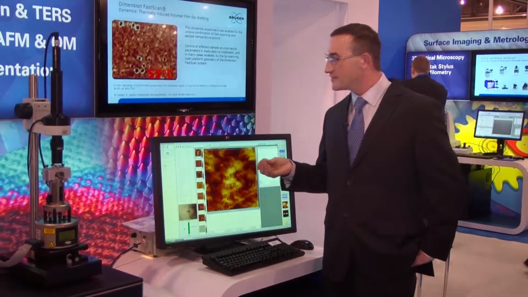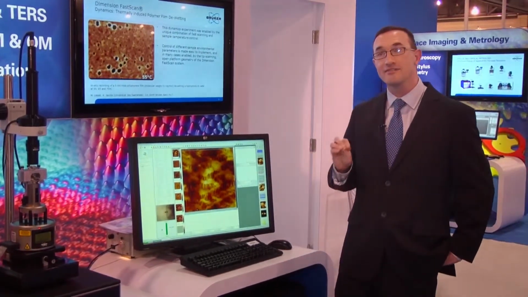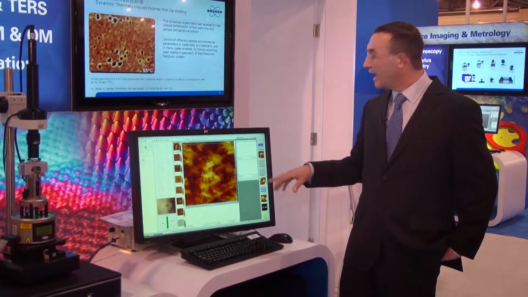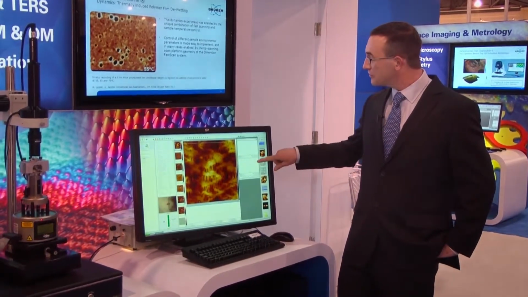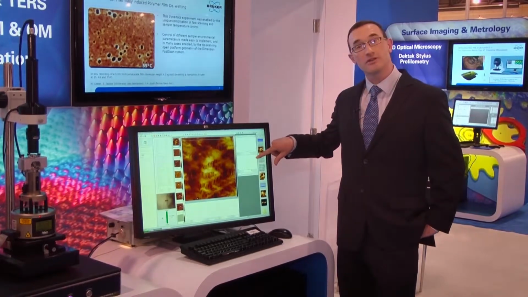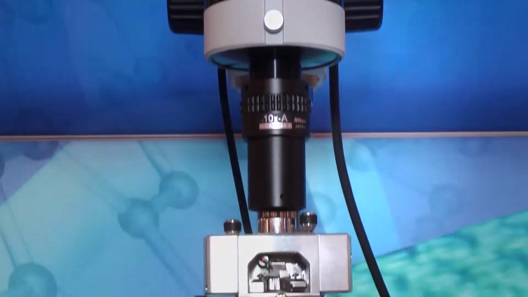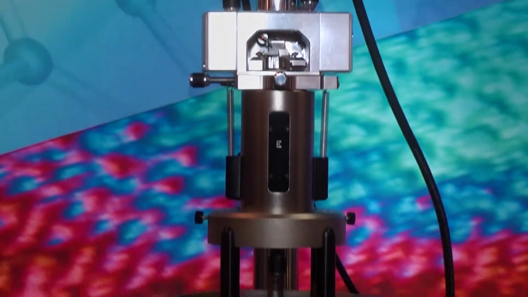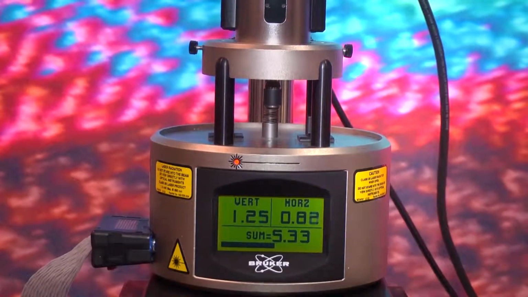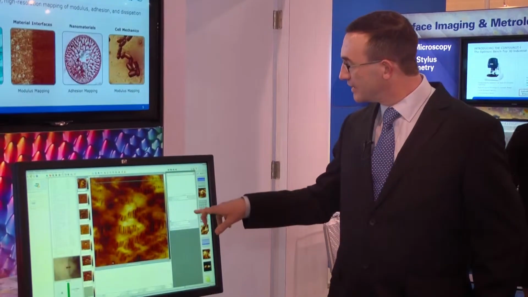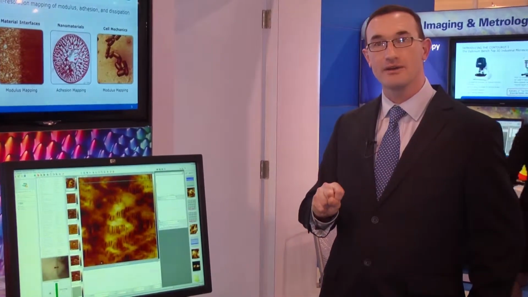Another capability that's enabled by peak force tapping is quantitative nanomechanical measurements. And what we do with this is we do further analysis to the force curve. If we look at the unloading portion of the curve here, we can extract modulus if we know the cantilever stiffness and we know the end radius of the tip. This will give us a quantitative modulus. We can get adhesion as a separate data channel.